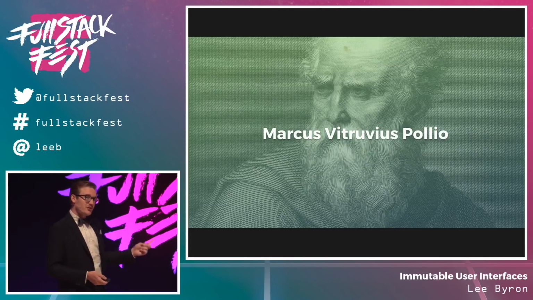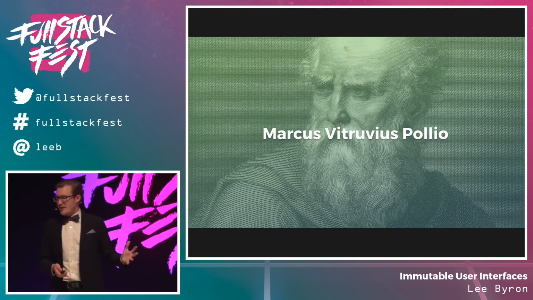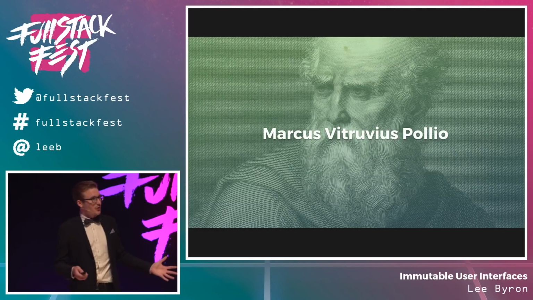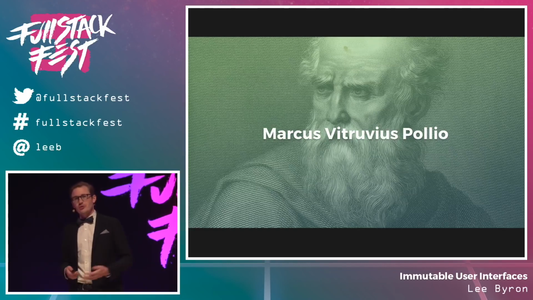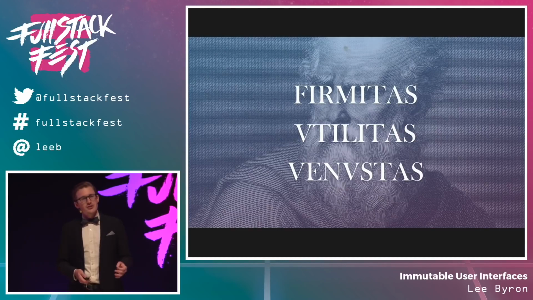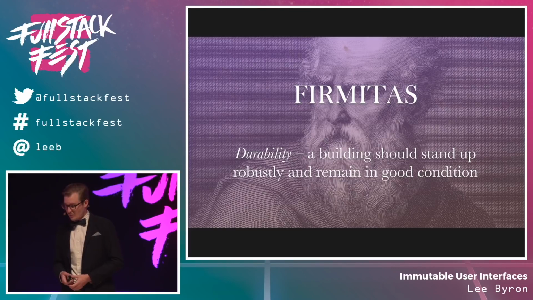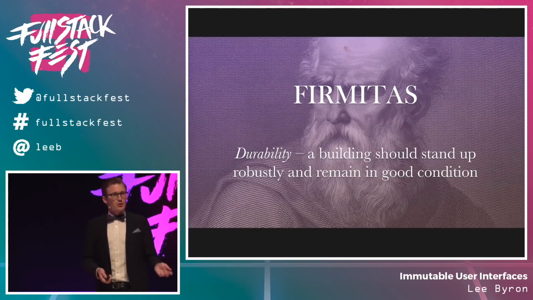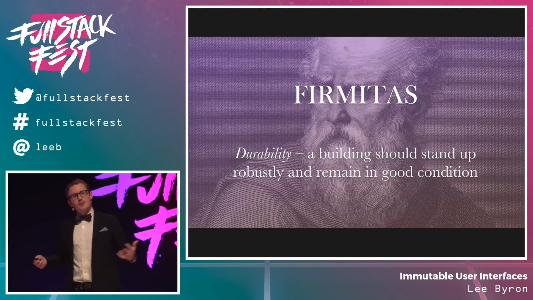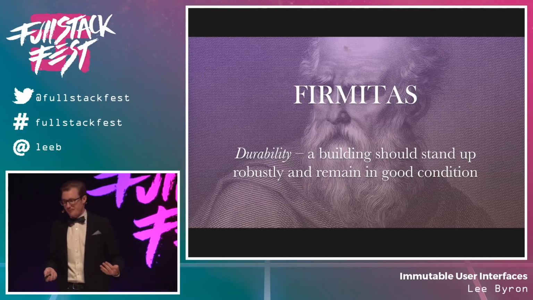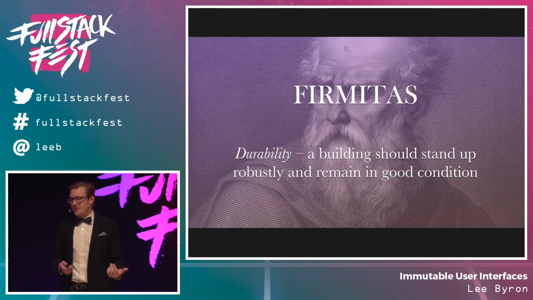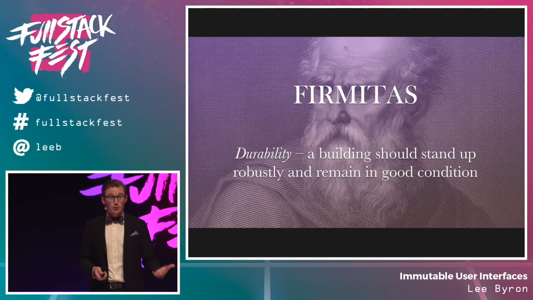This is Vitruvius. He was a Roman scholar and architect. And 2,000 years ago, he wrote about the principles for satisfying good architecture: firmitas, utilitas, and venustas. Firmitas means durability. A building should be robust and have longevity. And when we build apps, we look for the architectural choices that help us reduce bugs and improve performance.